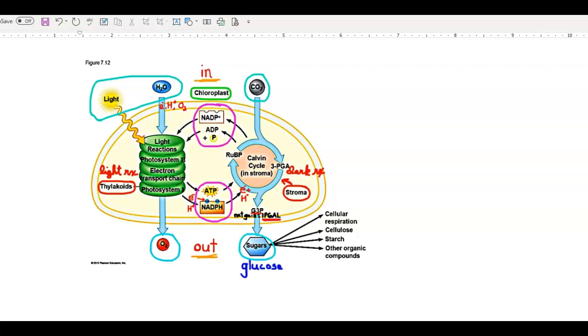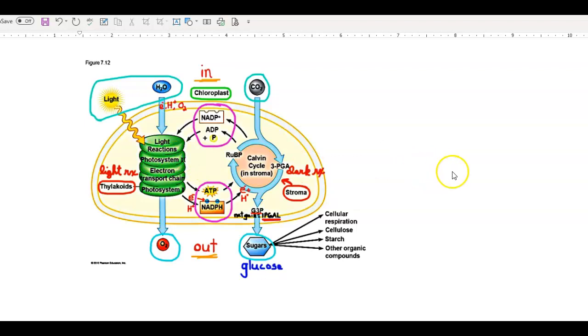Now we're going to do a little review of what happens inside the chloroplast in the production of the glucose. So we have already done the light reactions. I will review the cyclic and the non-cyclic, and then we're going to go into the Calvin cycle in more detail. But let's look at this picture right here. Light and water. This is the photo part.